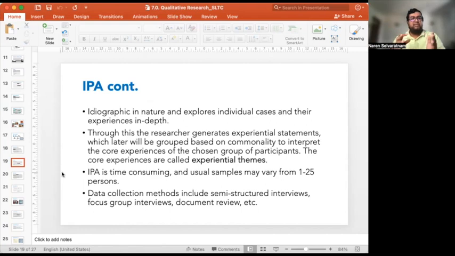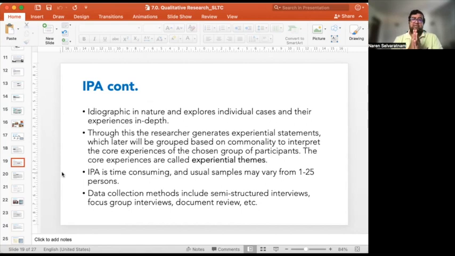But for the time being, this is something that I just wanted to say so that you would understand basically what exactly is happening in qualitative research. I'll try to put a separate video to show you how exactly the qualitative research would work. So IPA is very time consuming.